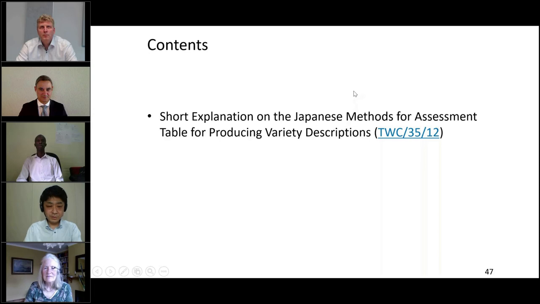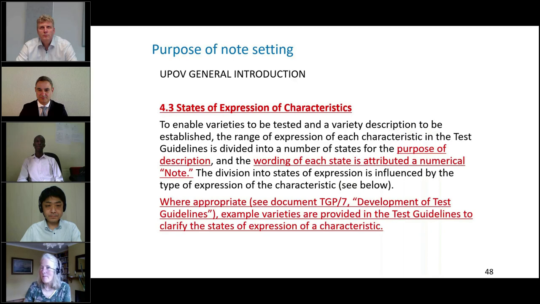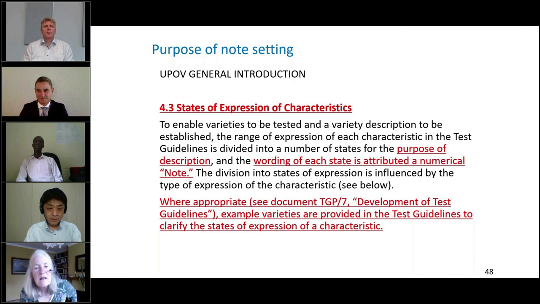So here are today's contents: a short explanation on the Japanese methods for assessment table for producing variety descriptions, which is related with TWC slash 35 slash 12. The purpose of our note setting: the UPOV General Introduction, 4.3, explains states of expression of characteristics. For the purpose of description, the wording of each state is attributed a numerical note, where appropriate example varieties are provided in the test guideline to clarify the states of expression of the characteristic.